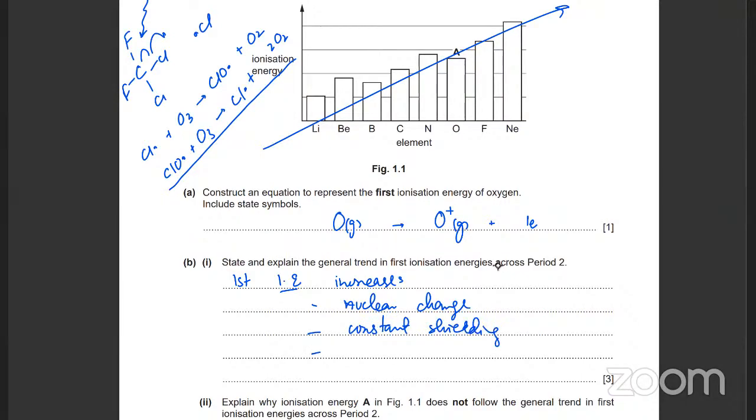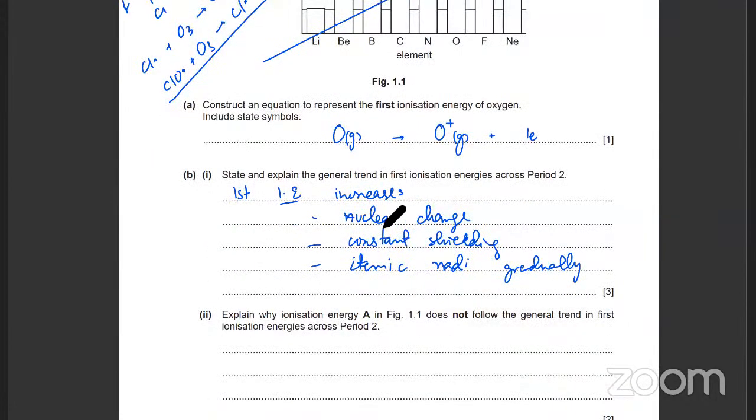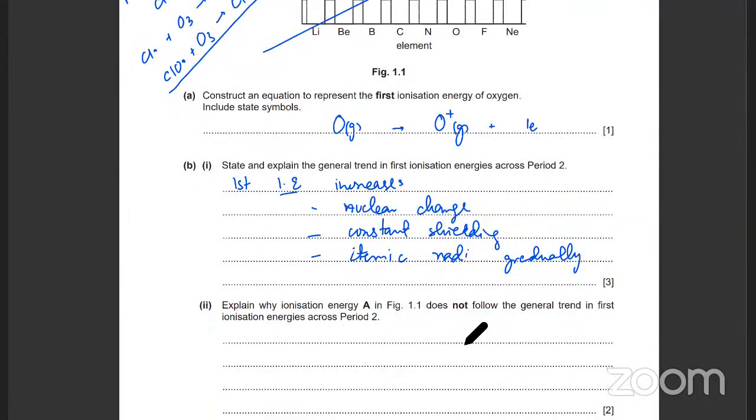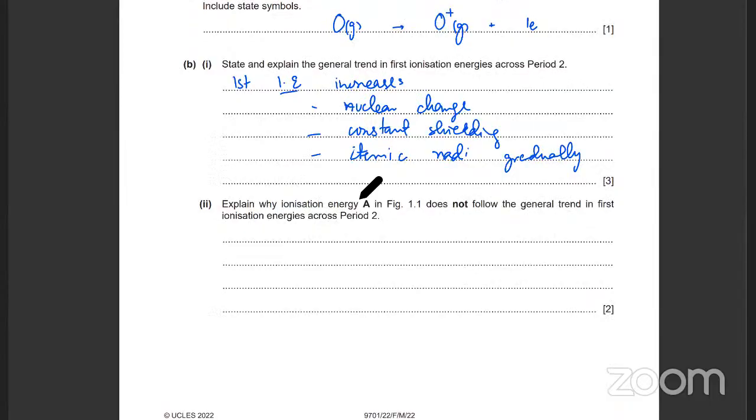You can also add that the atomic radius gradually decreases. All of these factors contribute to an increased attraction. That's the last point, so make sure you write that there's more attraction between the nucleus and the outer electron. Explain why the ionization energy does not follow the general trend in first ionization energy.